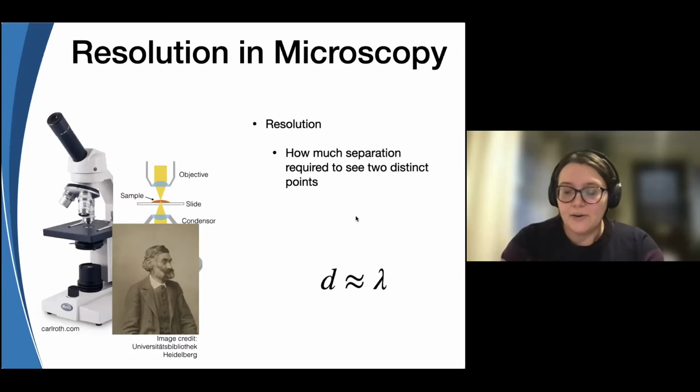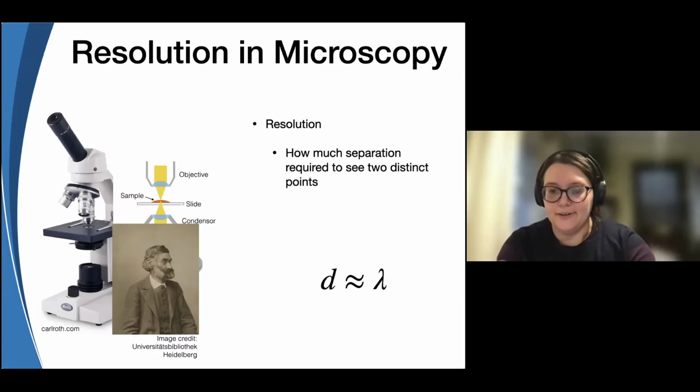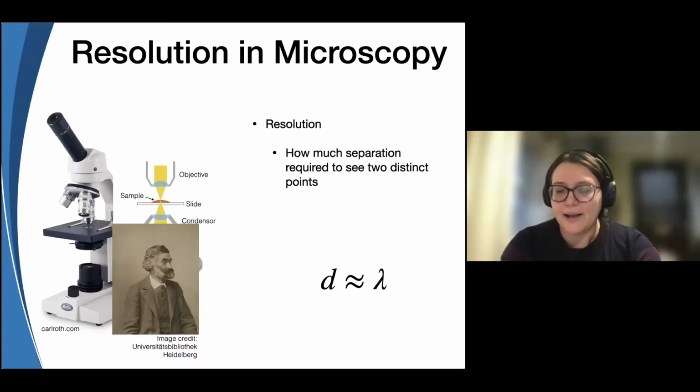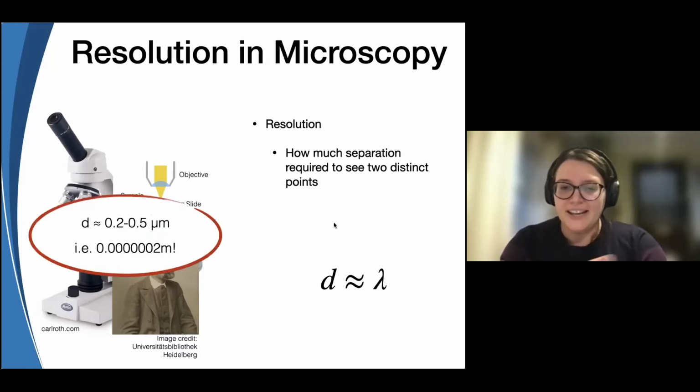Now, in an optical microscope, because of the limitations that we have on refractive index and how well we can make glass lenses, actually, we can just dumb this equation down into saying that, well, about the smallest thing that we can see, the resolution D, is about the wavelength of light. Now, if you think back to your physics classes and what the wavelength of light usually is about, it means that D is about 0.2 to 0.5 micrometers.